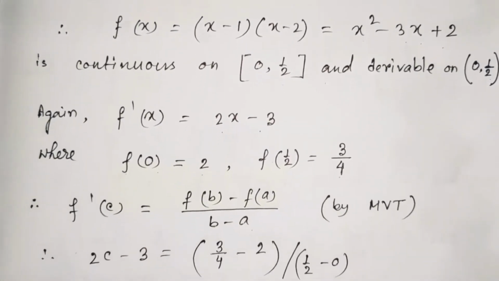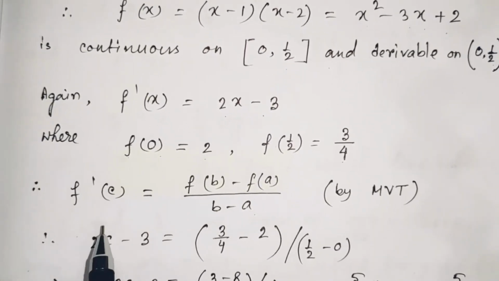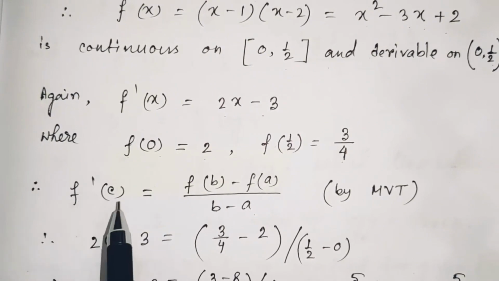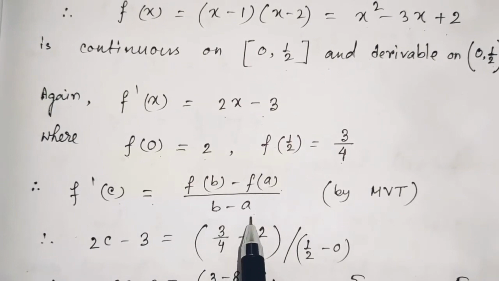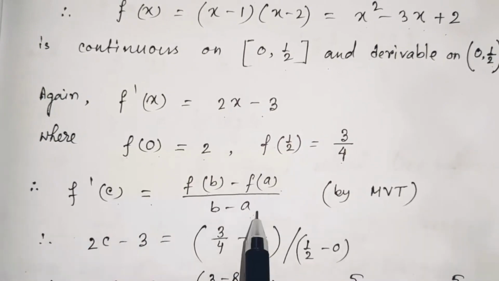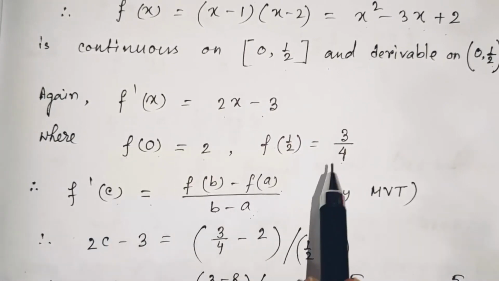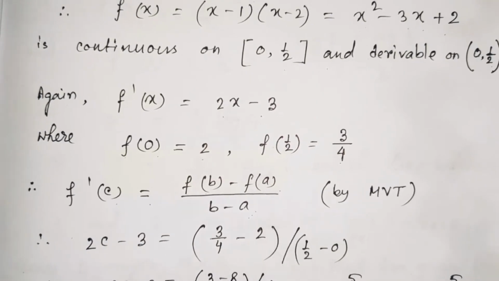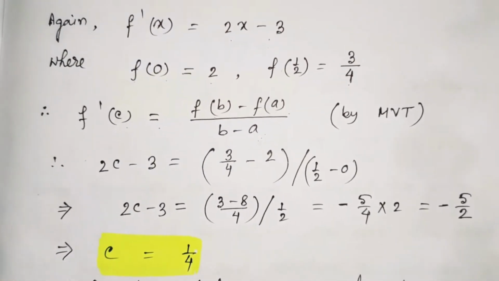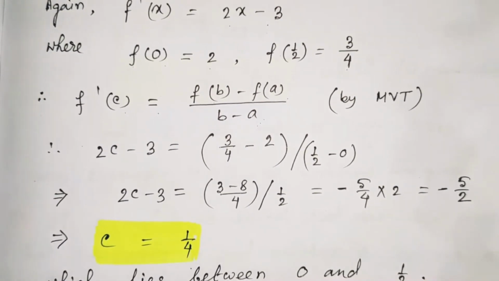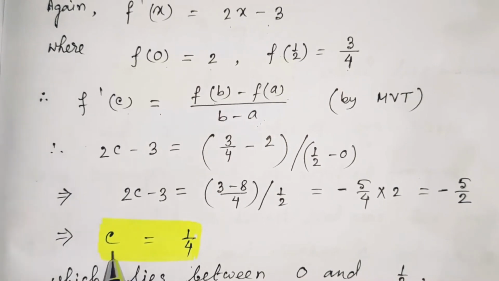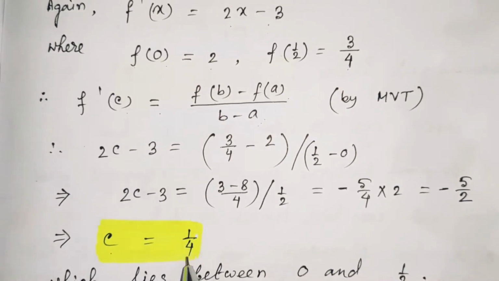We should require the value because our formula for the Lagrange mean value theorem is f'(c) equals (f(b) minus f(a)) divided by (b minus a). So now this is our mean value theorem, and if we substitute all those values, then we will find out that the c value is 1/4. All the conditions of the mean value theorem are verified for this given function, and hence we conclude that definitely there exists a c. This c value is 1/4.